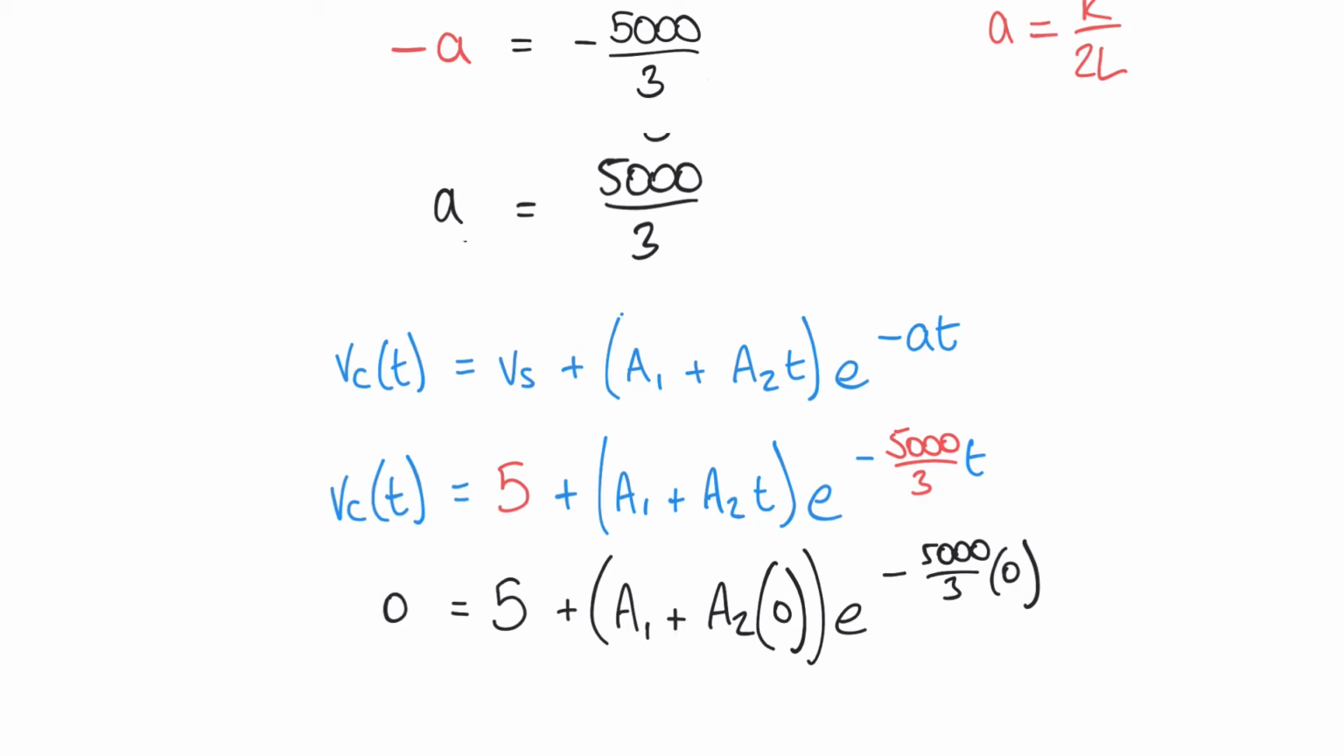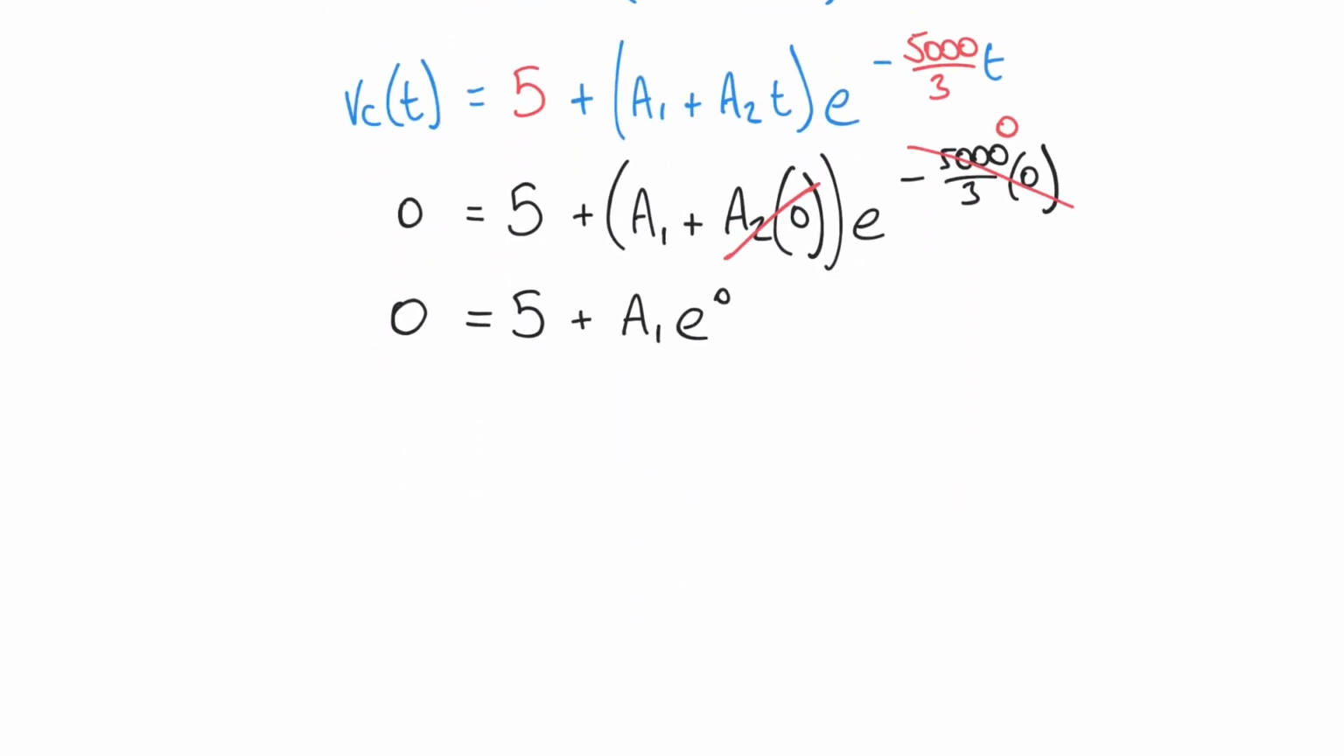A2 minus 0 here, A2t is now A2 times 0 because t is 0. That term is going to disappear. And 5,000 over 3 minus 5,000 over 3 times 0, which is 0. So we have something that looks like this: 0 equals 5 plus A1 times e to the power 0.